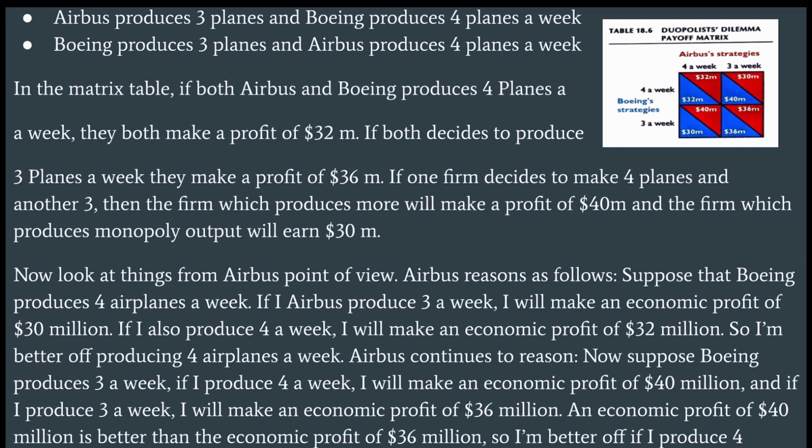If I produce 4 a week, I will make an economic profit of $32 million if I am better off producing 4 aeroplanes a week.